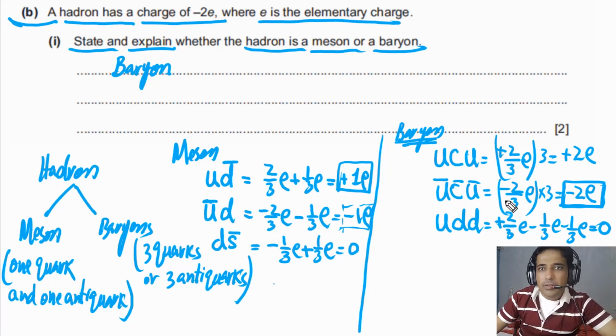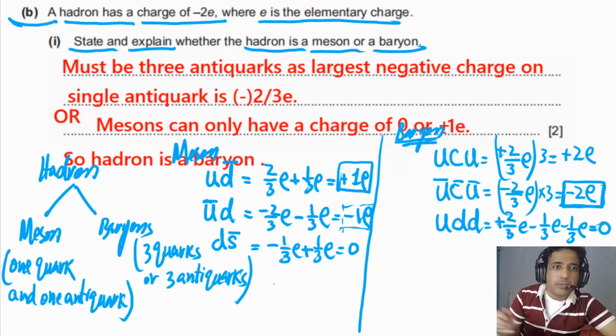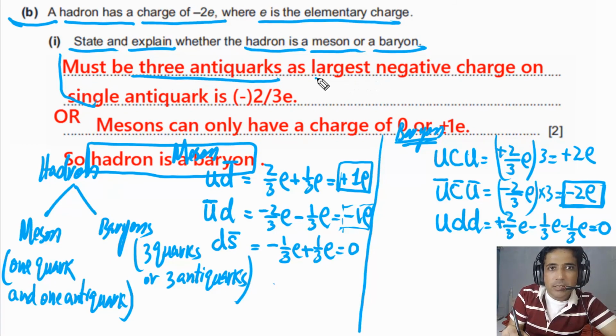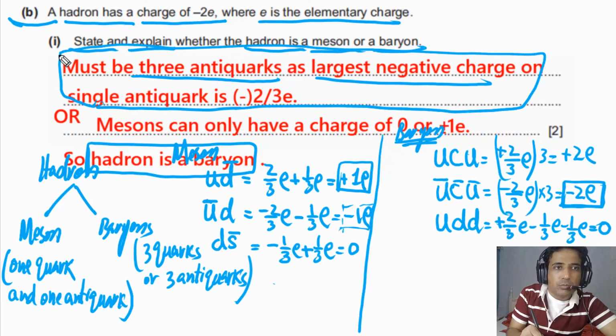Now let me show you how you can write down the answer for this question. You can explain this in 2 different ways. One thing you can say is the hadron is a baryon, and this has 1 B mark. You can explain this by saying there must be 3 antiquarks, as the largest negative charge on a single antiquark is -2/3e. So you will get 2 marks. This is one way to explain.